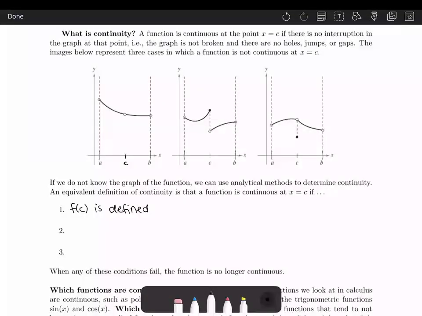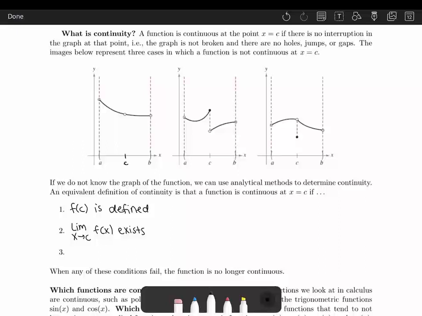Remember that two cases in which a function may not be defined is if we're dividing by 0 at that point, or if we're taking the square root of a negative. Those are two cases that are undefined. Second, we need the limit to exist. So the limit as x goes to c of f of x exists.